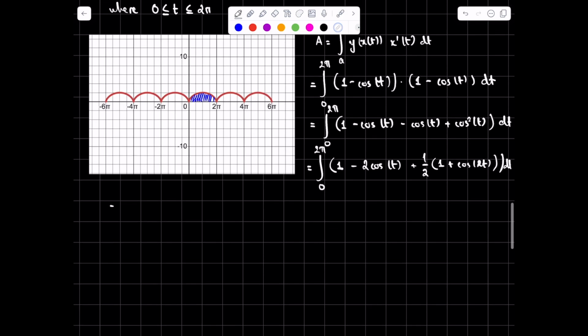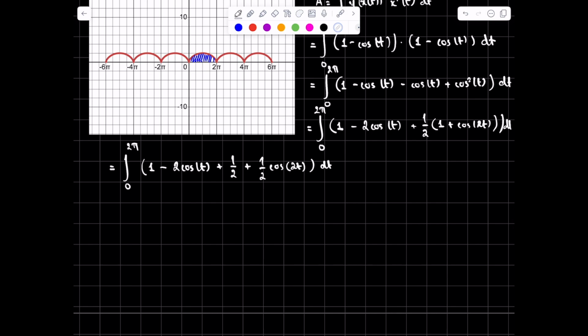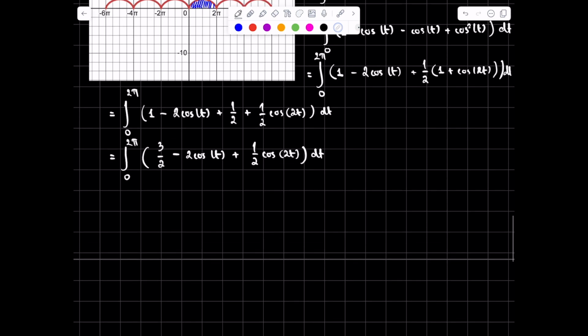And this is equal to the integral from 0 to 2 pi of 1 minus 2 times cosine of t plus 1/2 plus 1/2 times cosine of 2t dt. And you combine like terms, you get the integral from 0 to 2 pi of 3/2 minus 2 times cosine of t plus 1/2 times cosine of 2t dt. And then, instead of one big integral, you break this down into multiple integrals.